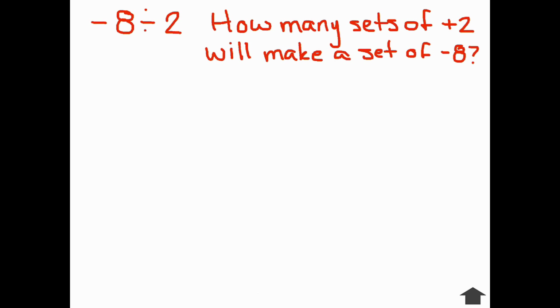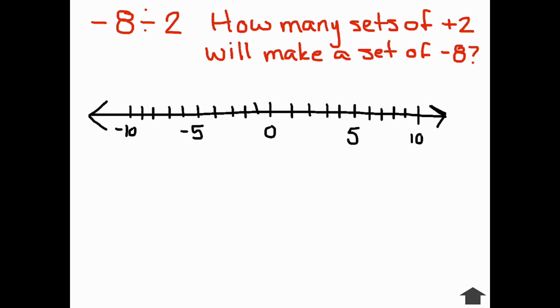Next, let's try an example with a negative and a positive. Negative 8 divided by 2. This time, our expression is asking how many sets of positive 2 will make a set of negative 8. Let's look at the number line first this time. I am trying to get to negative 8. But I have sets of positive 2.